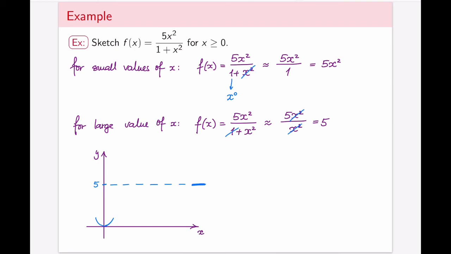Okay, so now connecting the two things together, near the origin, my graph is parabolic, and for large values of x, it approaches this line of y equals 5. Okay, let's label this. This looks like 5x squared, and this looks like 5. And there we have the first graph of a hill function that has degree 2.